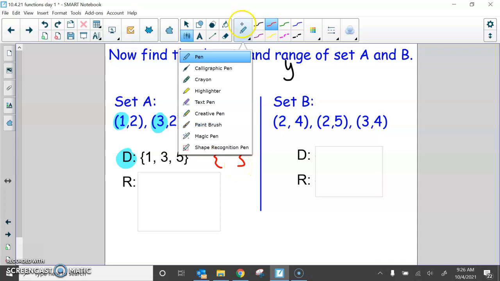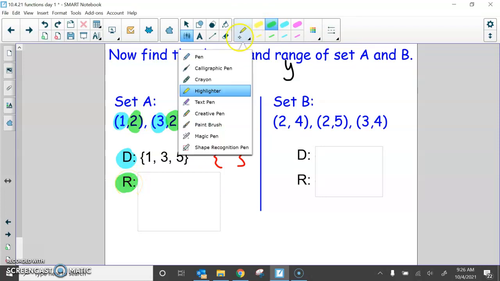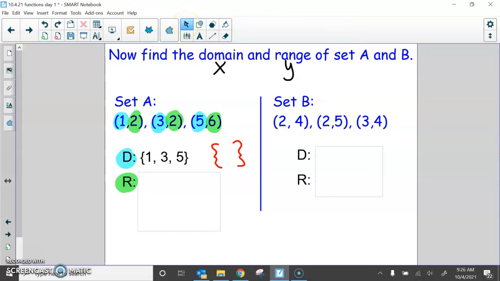Okay, so range are the y values. In this case, our range, we have a 2 and a 6. The 2's right here repeat, so I don't need to write them twice. Your range is just going to be 2 and 6. If a number repeats, whether it's for the domain or the range, we don't write it twice or 3 times or however many. We're just going to write it once.